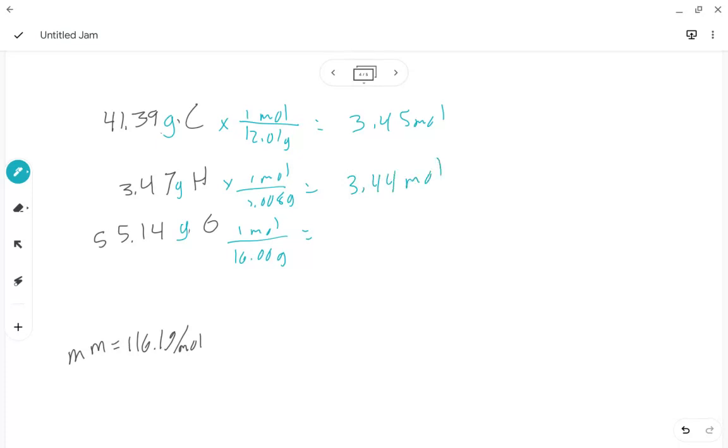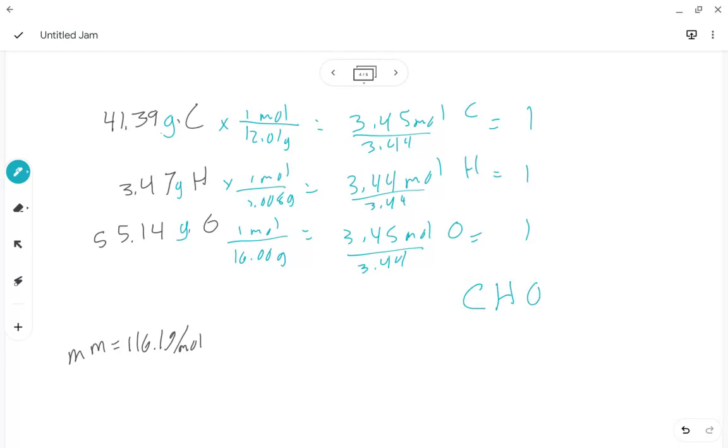And we get 3.45 moles, which is kind of interesting. We divide everything by the smallest number, 3.44. You can kind of see where this is going. We're going to get 1, 1, and 1, essentially, when you do this math. So the empirical formula is just CHO.